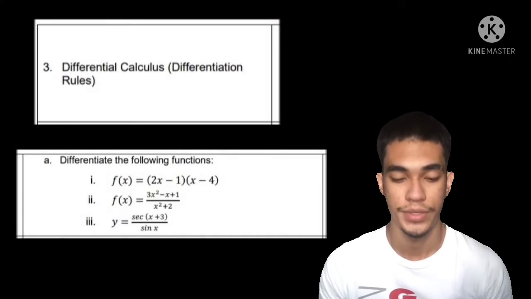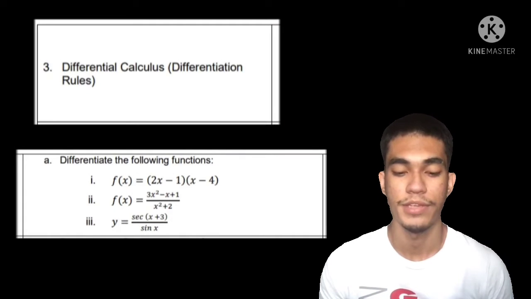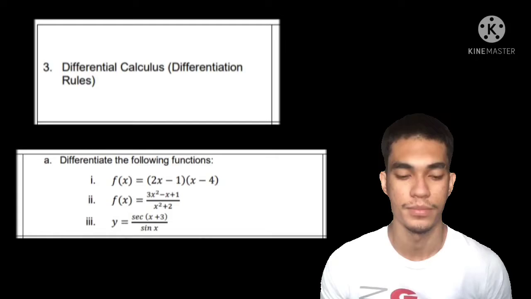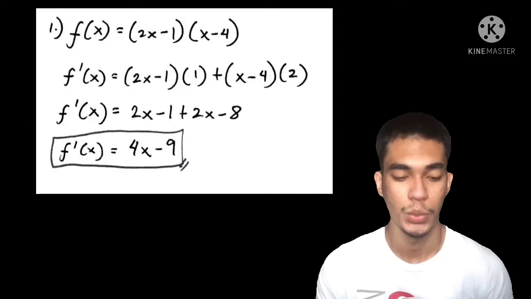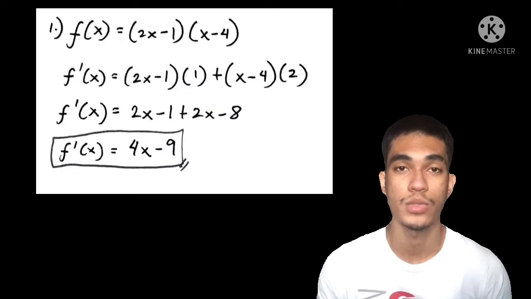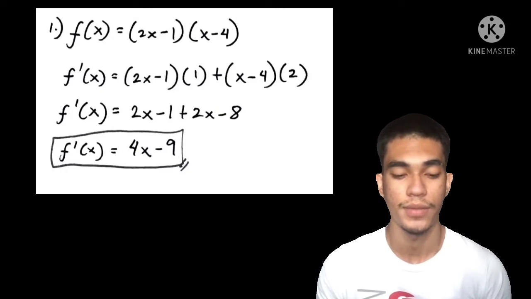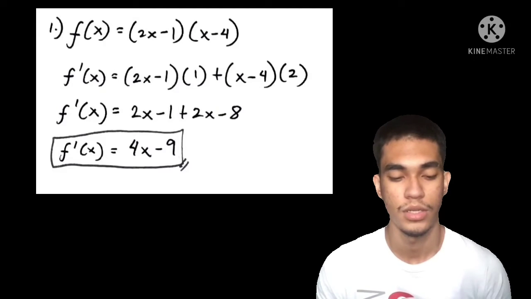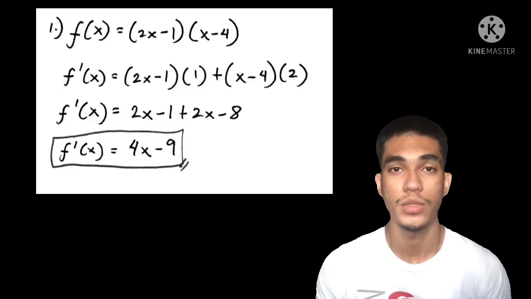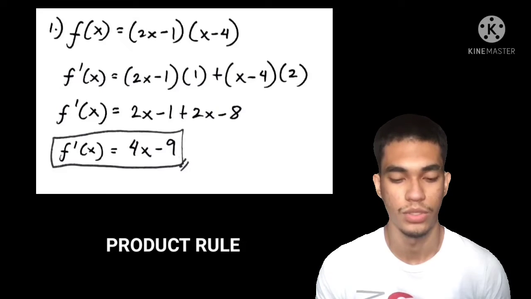Iqbal from section ME1D. So here, I will show you some differential calculus problems. Let's begin with our problem number 1, which is f of x is equal to (2x minus 1) multiplied by (x minus 4). So in order to solve this, we will use the product rule.